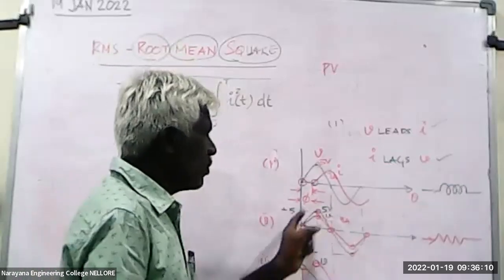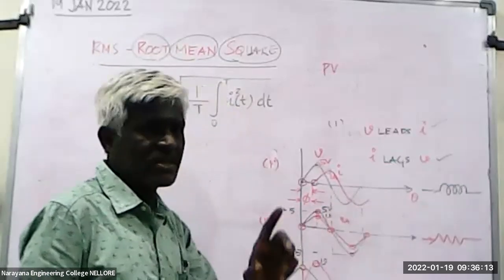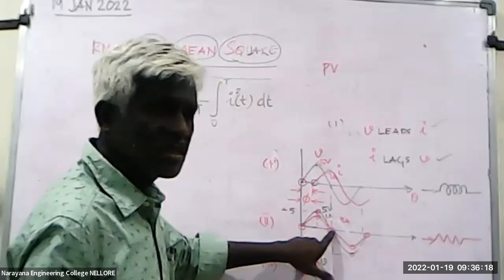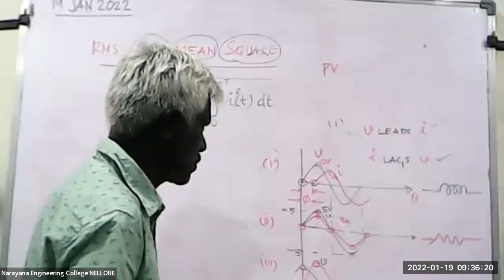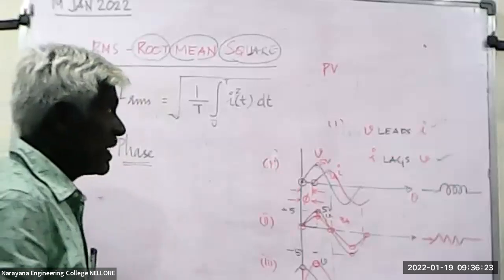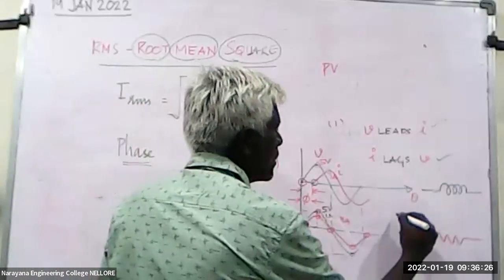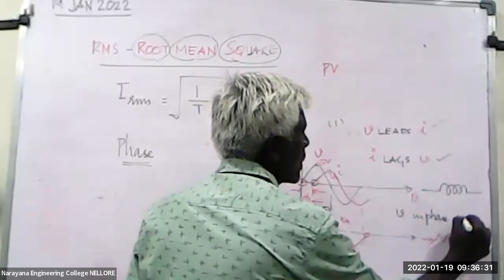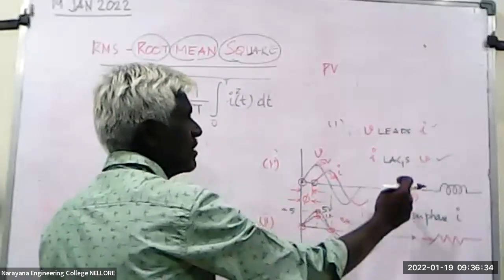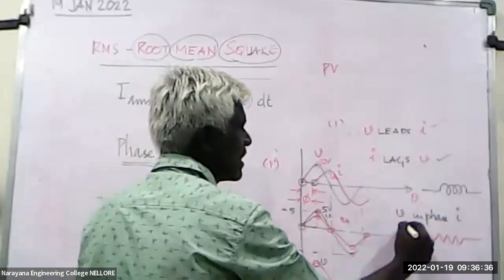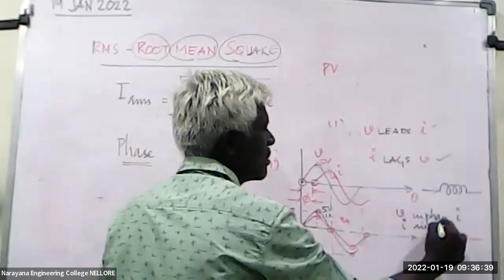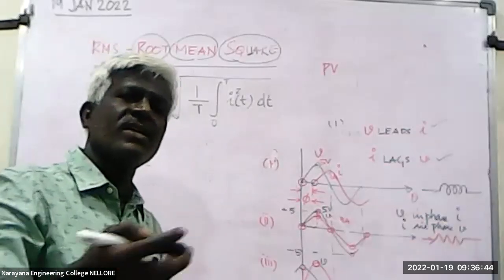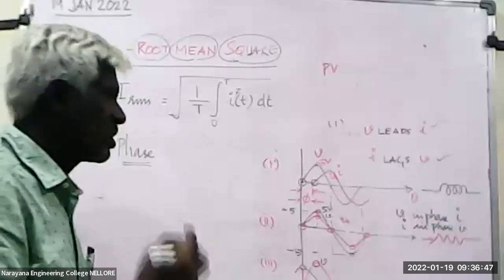So the voltage and the current both are in phase. Voltage is 0, current is 0. Voltage maximum, current maximum. Voltage reaches 0, current also reaches 0. Here it is not the case. So what do we say? Here we say voltage is in phase with current, or we can say current is in phase with voltage. Either way, because both are in phase, both are the same.